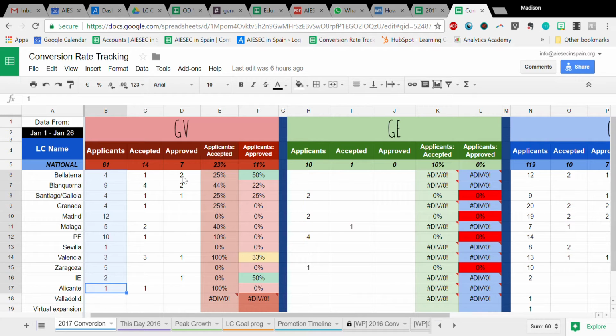So that's just an overview on how to read the conversion rates and what they mean. And if you have any questions, feel free to approach me.